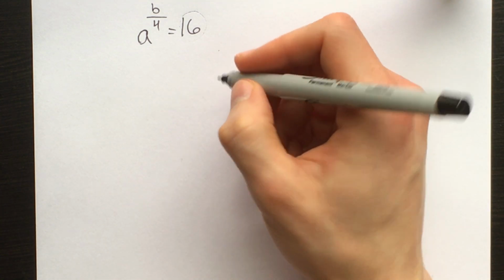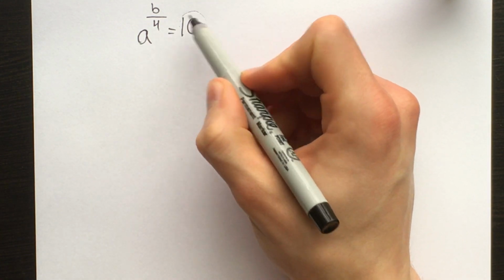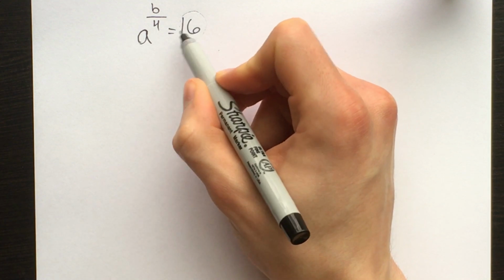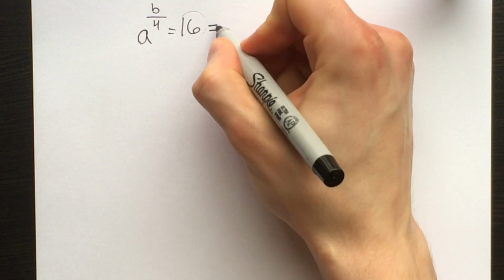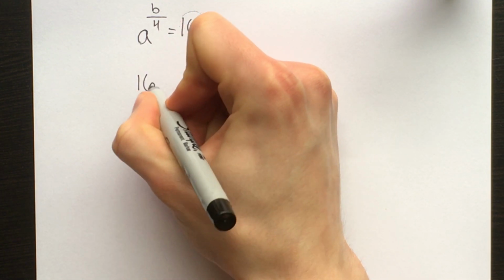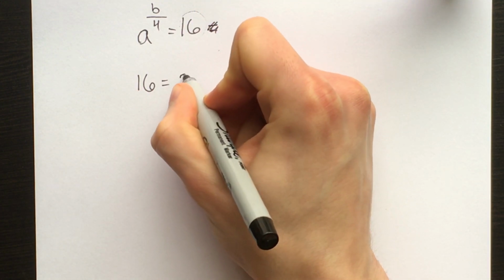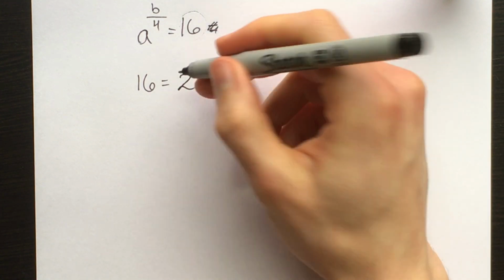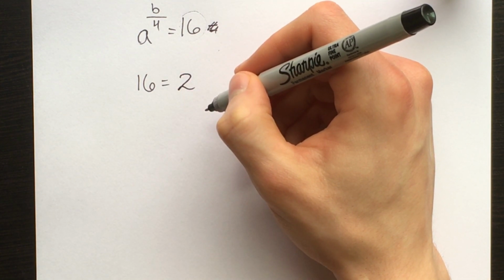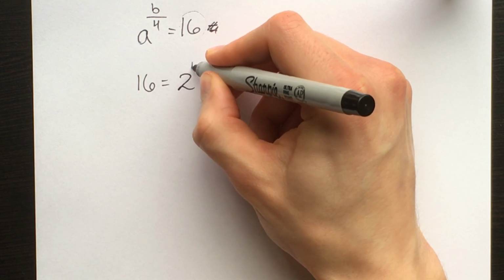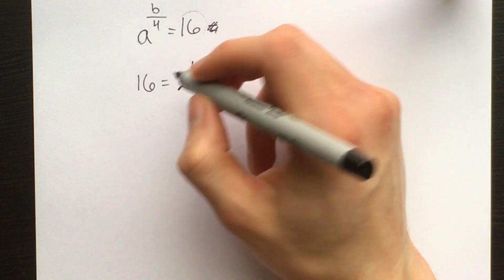So, for example, let's just take the smallest base that we can have for 16. So 16 is equal to what? Let's say 2 to the power of what? Well, 2 times 2 is 4, times 2 is 8, times 2 is 16. So 16 is equal to 2 to the 4, right?